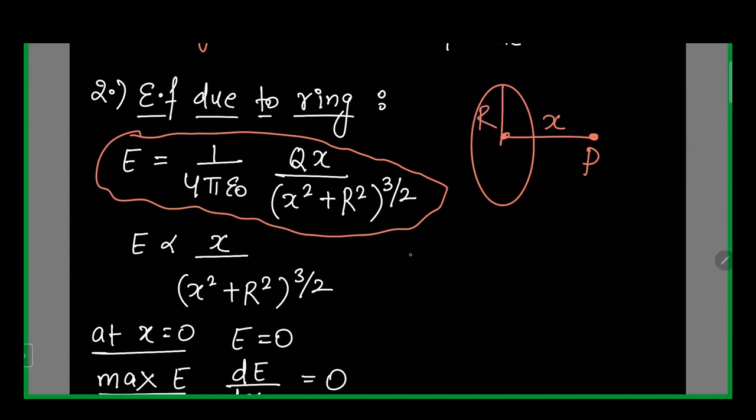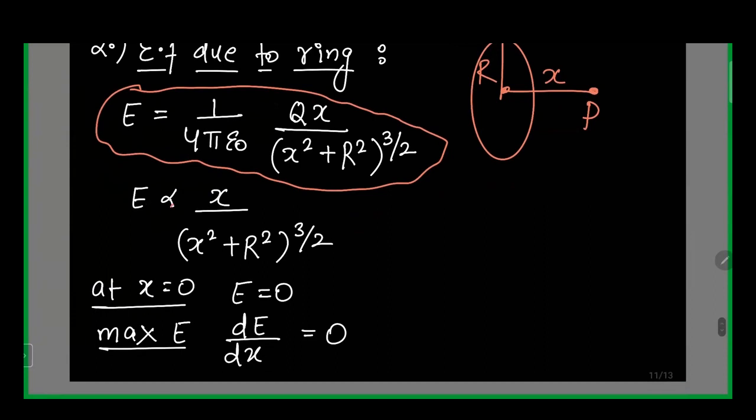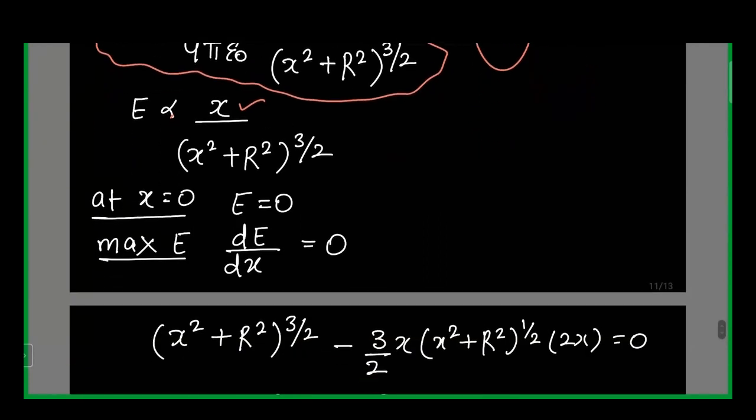So you can clearly see that your electric field depends upon x divided by x square plus r square power 3 by 2. 1 by 4 pi is constant, Q is constant, so I took them out of the proportionality. So your electric field is proportional to x divided by x square plus r square power 3 by 2. Again, the same rule. See what is the value of electric field at x equals 0. If you put x as 0, you will get E0. Very good.